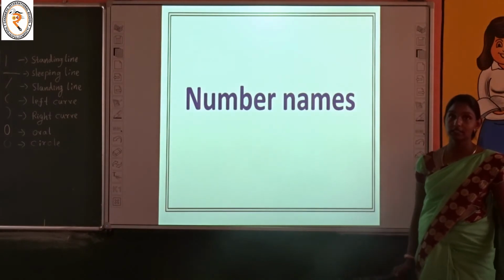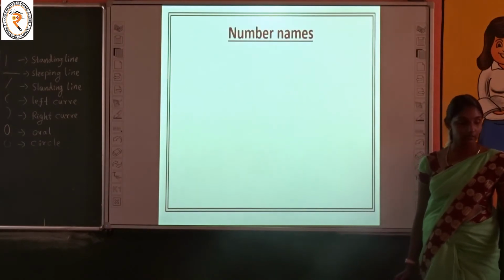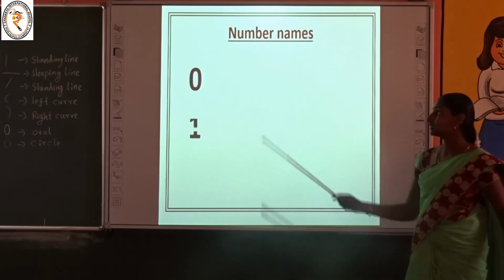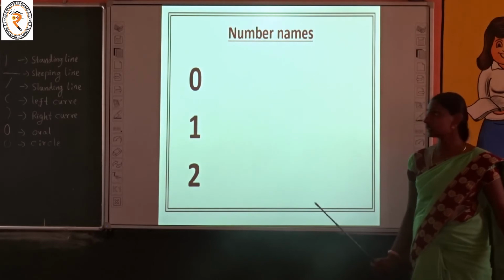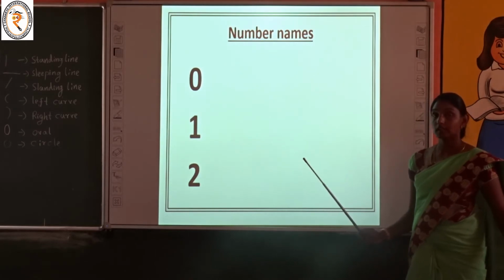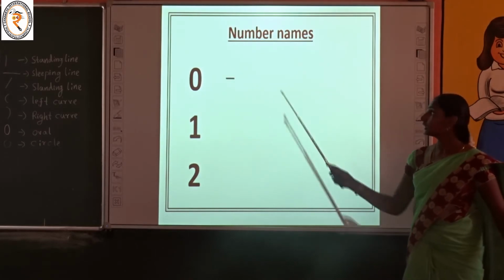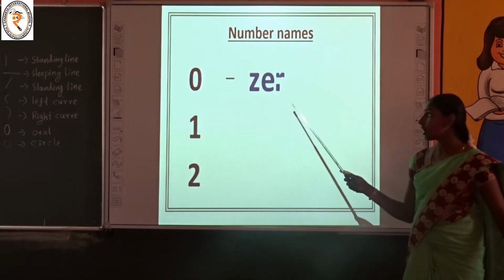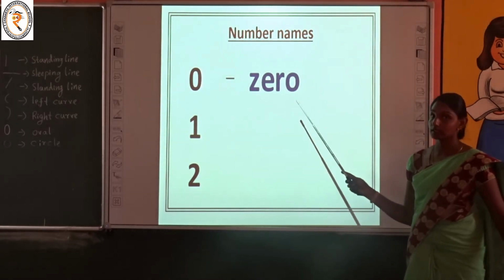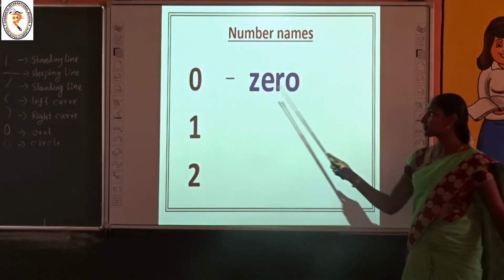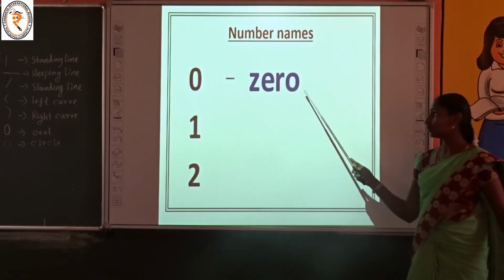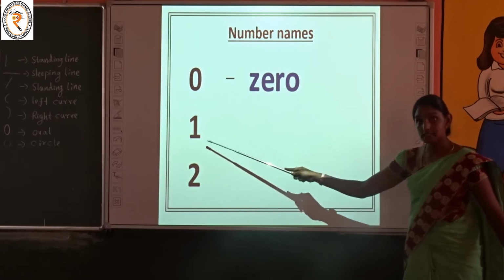Yes, in previous class, what have we learned? Yes, we have learned the number name for 0, 1 and 2. Shall we recall it once? Can you spell and read the number name 0? Z-E-R-O, 0. What it is? Z-E-R-O, 0. What it is, children?